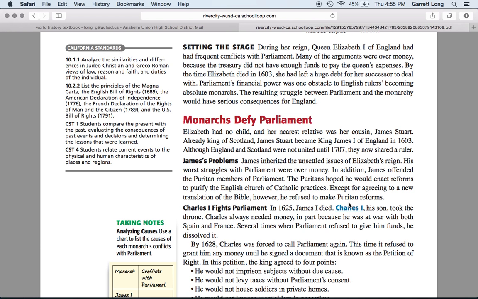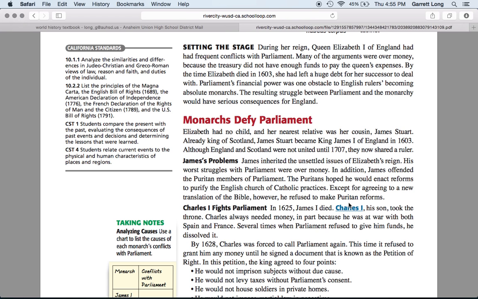Now remember, guys, when you dissolve something, you are getting rid of it, okay? And Parliament refuses, obviously, to give him money. So in the year 1628, Charles I was forced to call on Parliament because he needed money and he was desperate. But before Parliament issued Charles I any money, he was forced to sign the second very important document of democracy, which was the Petition of Rights.